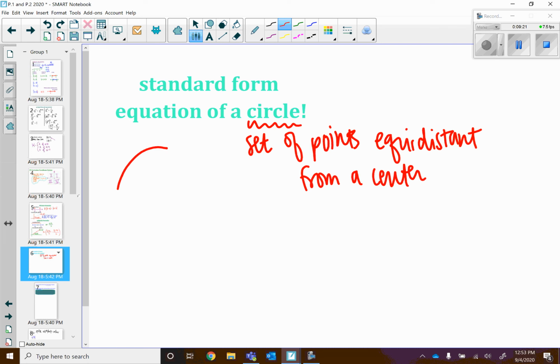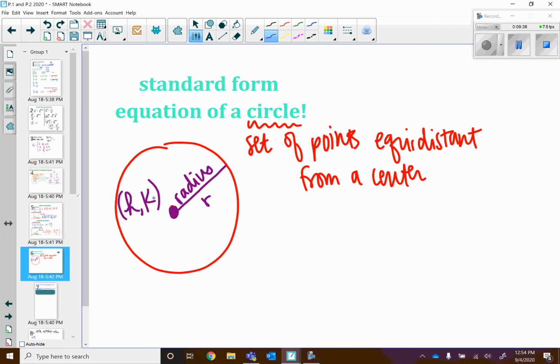So we know a circle looks like this, right? And it has a center. This from the center to the outside of the circle, we know is called a radius. We're going to call that r. And the center often is labeled as (h, k) if it is on a coordinate plane, which is what we're going to be dealing with. So the standard equation of a circle is (x minus h) quantity squared, plus (y minus k) quantity squared, is equal to r squared.